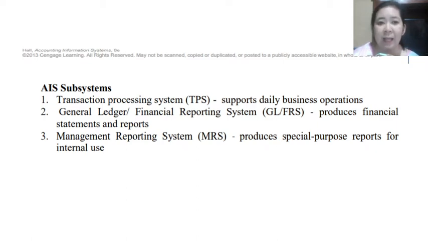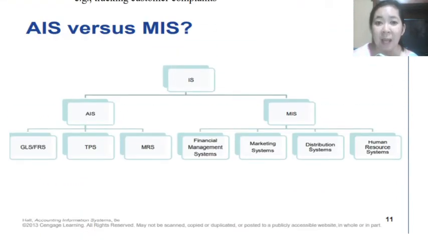And another subsystem of our AIS is the Management Reporting System or MRS. Here, this will produce special purpose reports for internal use. An example of this is our cost sheet reports and others for internal reporting and use purposes. So these are the subsystems of our AIS.